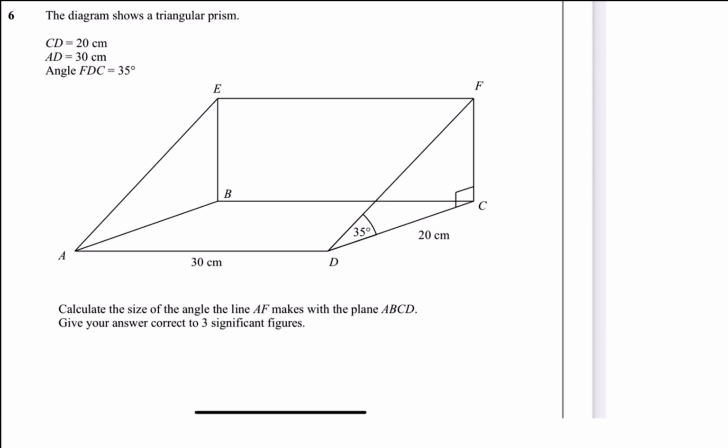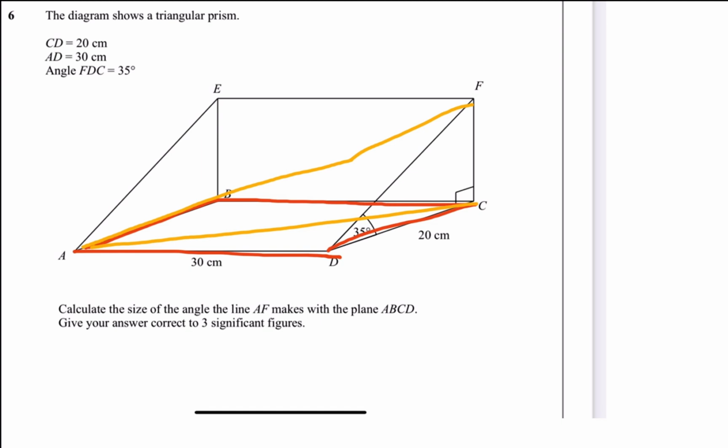Next question that we've got here is calculate the size of the angle that AF makes with the plane ABCD. So here's the plane ABCD. And what we're looking for is the angle at A. We've got the line AF. Here's the line AF. And if I use the line from A to C, going through the plane, it's this angle in here. This is the size of the angle that the line AF makes with the plane ABCD. So I'm interested in this angle over here.